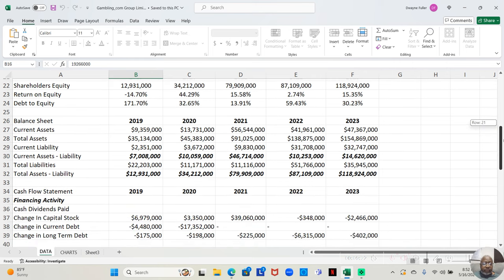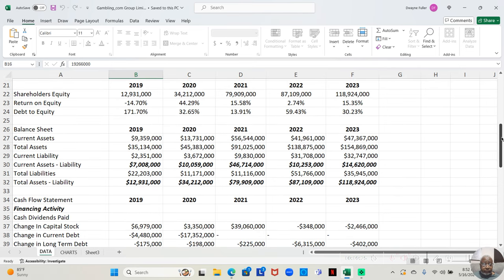Now, if we go down to their return on equity, it doesn't look great. It sort of jumps all over the place. In 2019, it was negative 14.70. 2020, it was 44.29%. That's a really good return on equity. But 2021, it was 15.58%. Decent, but nowhere near the 44. Then in 2022, it was 2.74%. In 2023, back to decent, 15.35%.